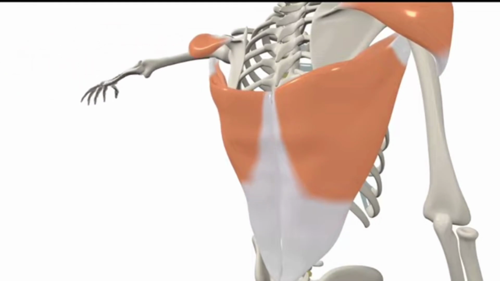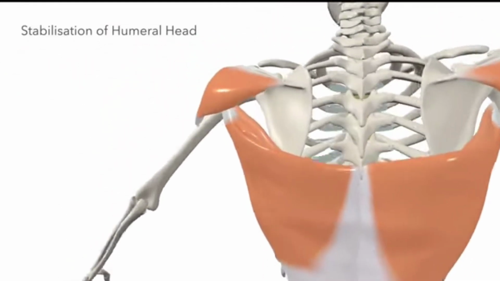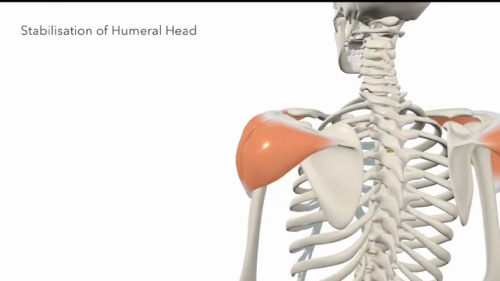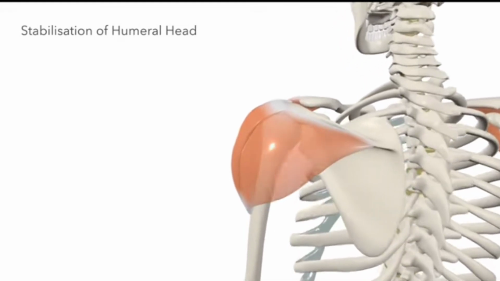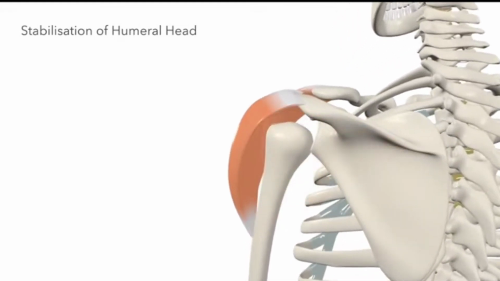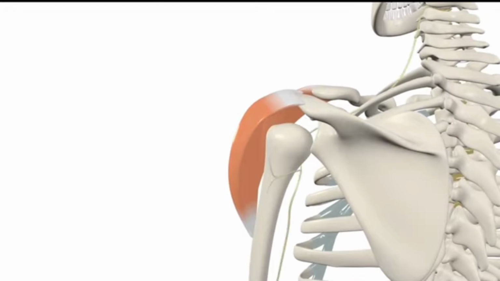Now, the other key action of the deltoid is stabilization of the head of the humerus. For example, when we're carrying a heavy load, it holds the humeral head in place, stopping it from dislocating inferiorly. And dislocation of the humeral head can cause damage to the axillary nerve. This is the nerve which innervates the deltoid, and damage to this nerve can lead to paralysis of the deltoid muscle.